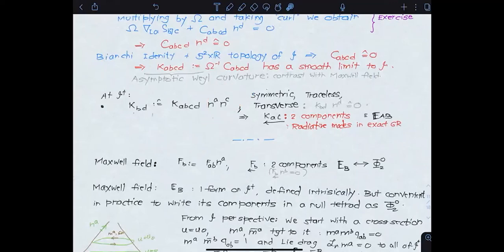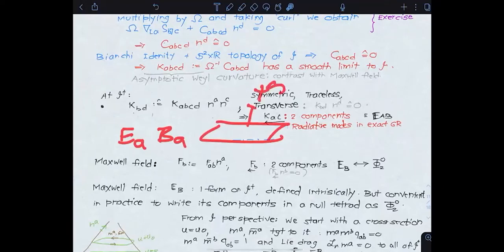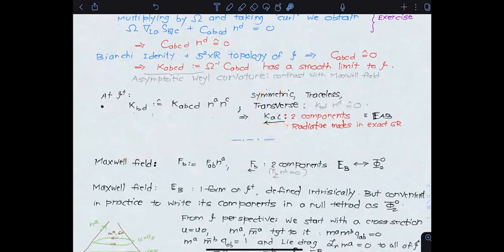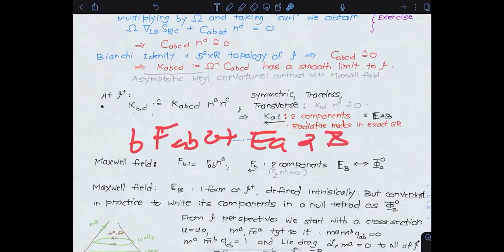Okay, thank you. Does the magnetic part of the Weyl tensor contribute to the radiation? Yes. Normally you have the electric and magnetic parts, EA and BA, and if I have a space-like surface, they are independent. F_AB has 6 components, contained in the 3 EA and 3 BA.